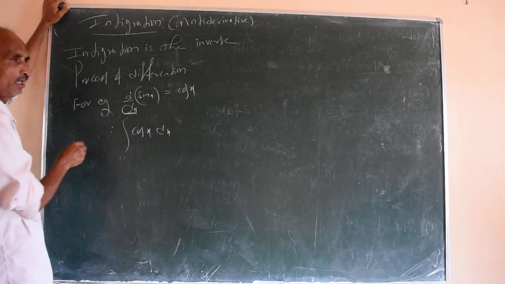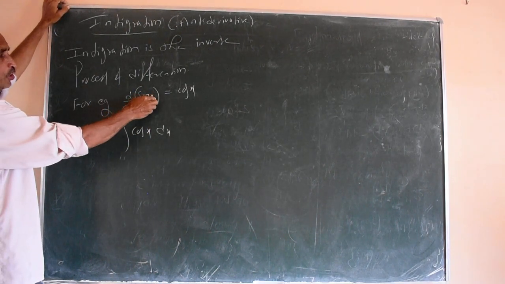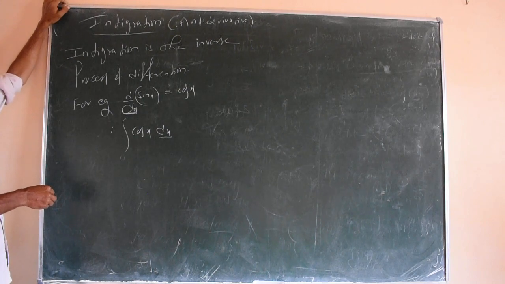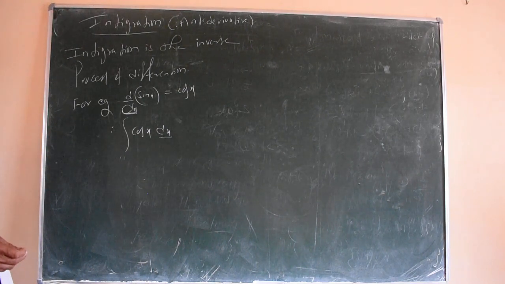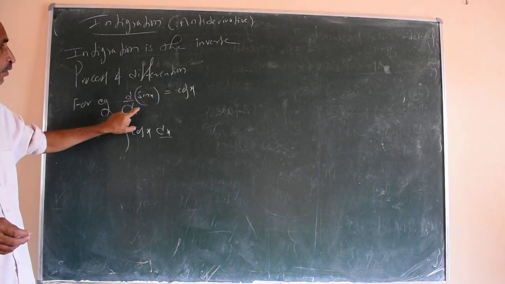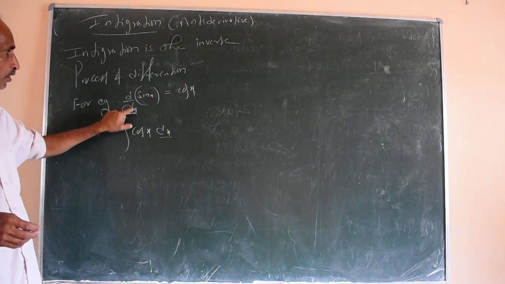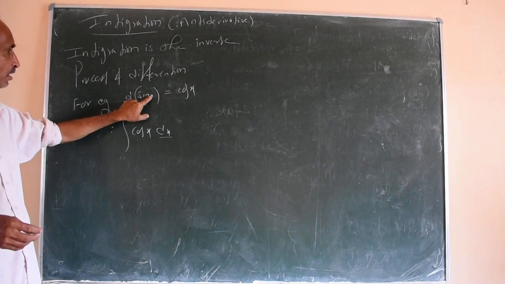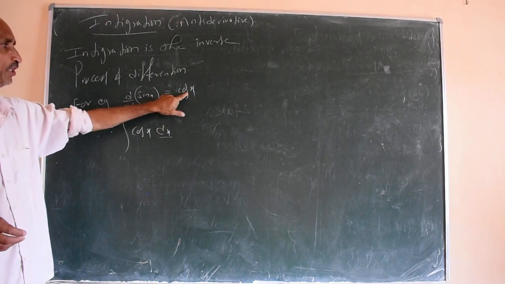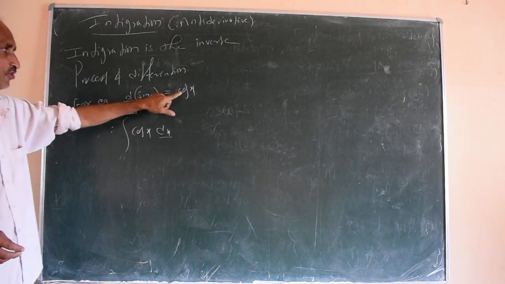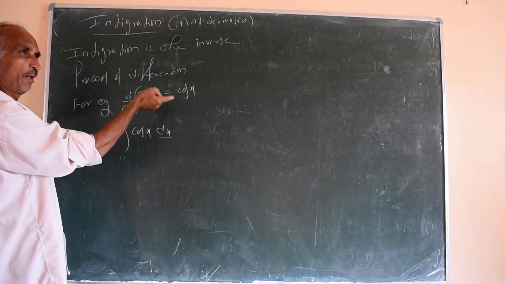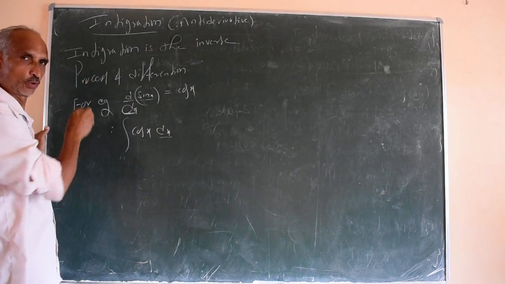Here dx indicates differentiation with respect to x. This function is to be differentiated with respect to x. Here this dx indicates integration with respect to x. In differentiation, the function of the variable x can be differentiated with respect to x only. Then only I can write down the differentiation formula.